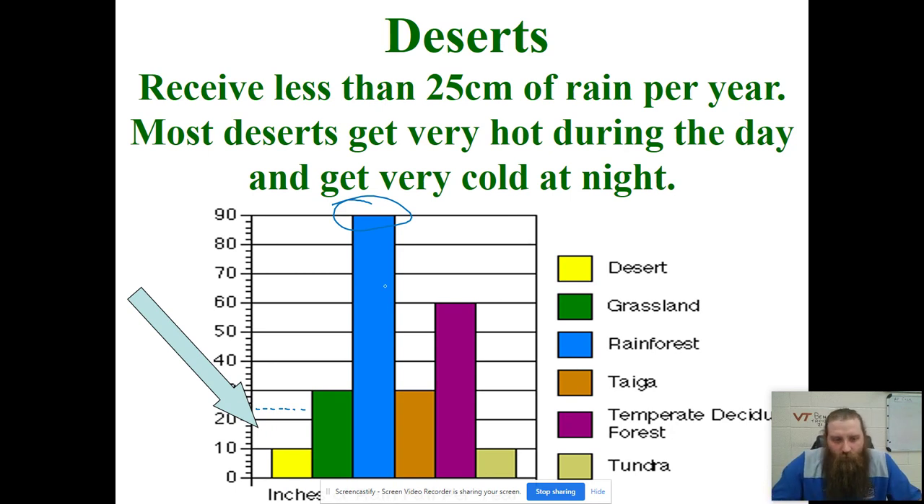Now notice something. The desert and the tundra both get about the same amount of rain in this graph. The difference is often latitude and longitude for our tundra. Tundras are typically cold.